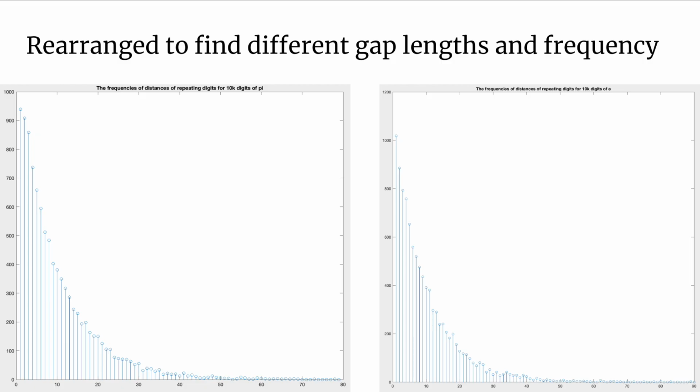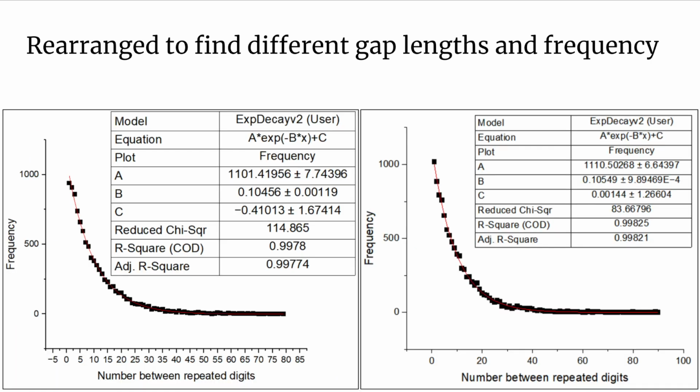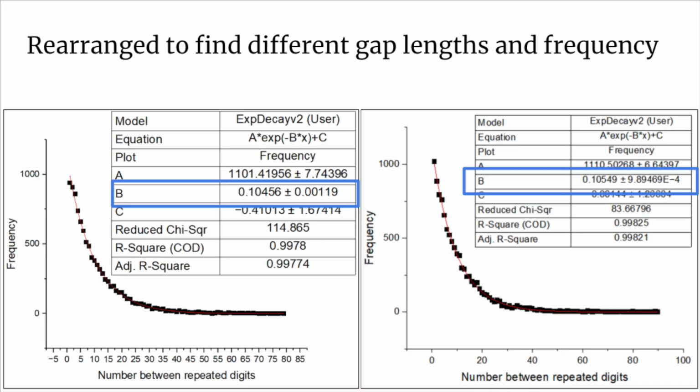I rearranged my results to give me the frequency at which different valued gaps appear. Honestly, I was expecting a chi-squared curve. Instead, I got an exponential decay. The rate of the decay, seen on the graphs as parameter b, was also basically the same.